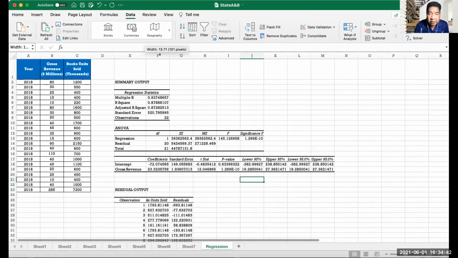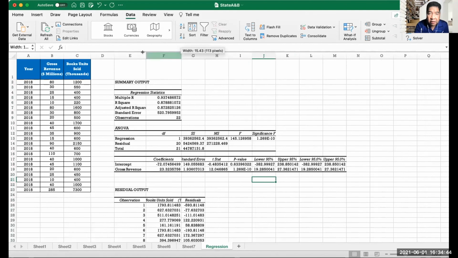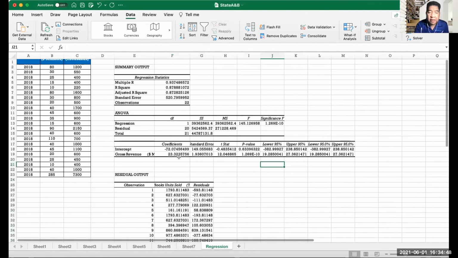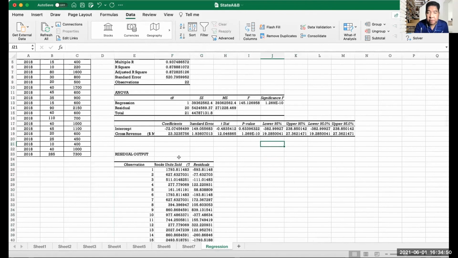And that's it. You will get the summary output of your regression analysis, including the residual output. Okay, so I actually input this summary output in the solution of D4. So let's go back again to my other file. So let me stop sharing this.